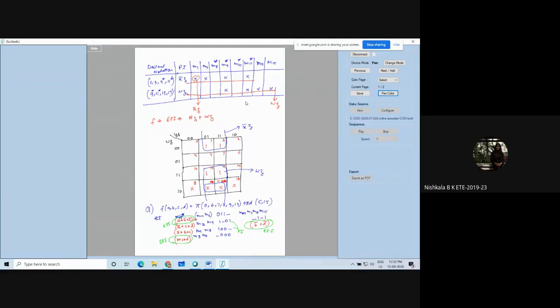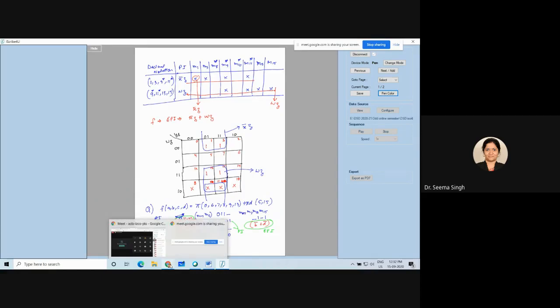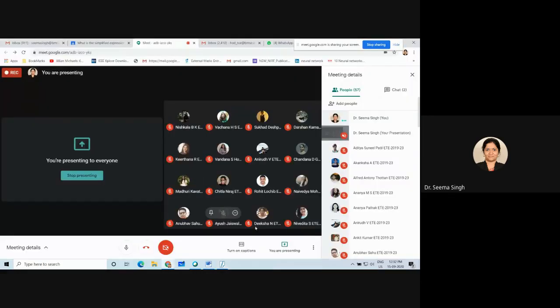No, ma'am. Not required? Okay, so you people verify it on your own, and if you have any doubt, you can ask me separately in WhatsApp or in Google Classroom. You can put a private comment and you can ask me. Okay.